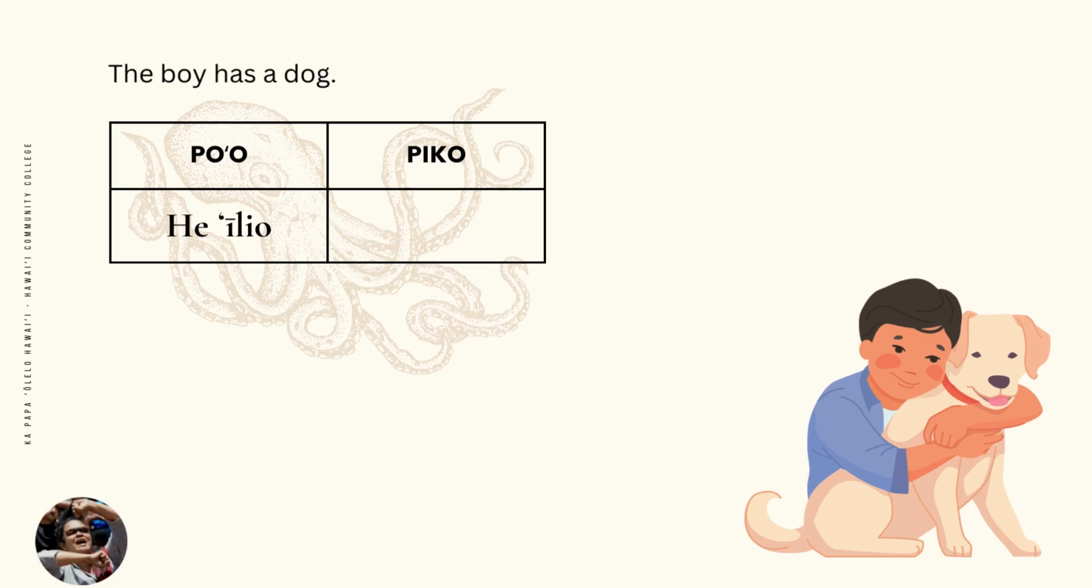Next is the piko. The piko is the owner of the item, the boy. In this pattern, the owner is marked with ko or ka. Since a dog is something we have control over, a dog is kinoʻa. Let's mark the piko with ka. The boy has a dog. He ilio ka keikei kāne.